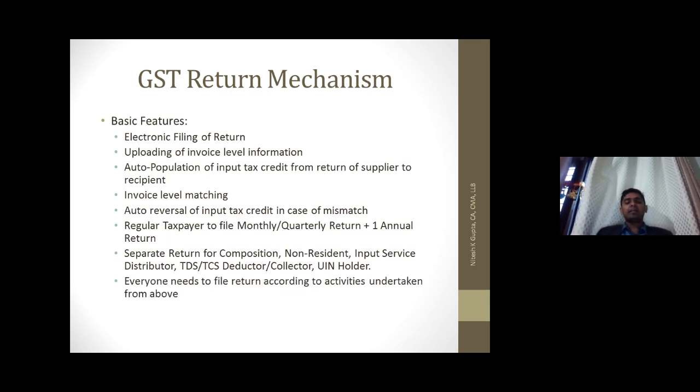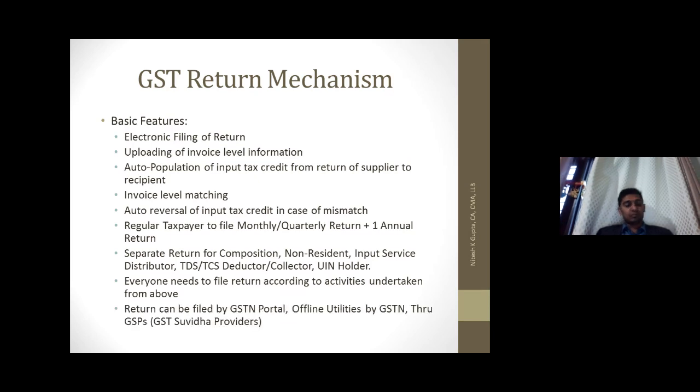Everyone needs to file their return according to the activities undertaken from above. So whether you are a regular taxpayer, composition, non-resident, input service distributor, TDS, TCS, or UIN holder, you need to file different returns according to your nature.